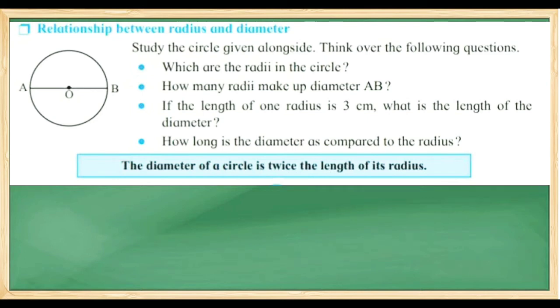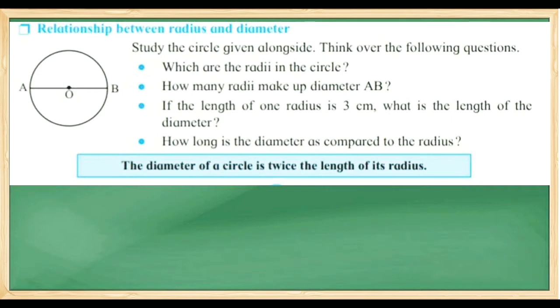The first question is, which are the radii in the circle? On observation, we understand that segment OA and segment OB are the required radii in the circle. Question 2. How many radii make up the diameter AB? Observe the question carefully. It's radius OA and OB which together make the diameter AB.